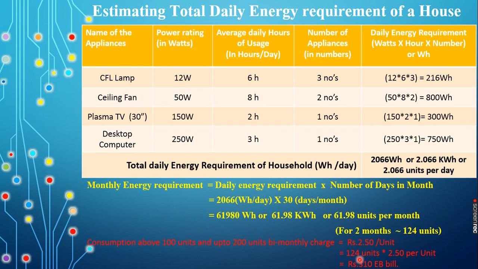We are using 124 units for 2 months. We have to multiply those units by the per unit amount, that is 2.50 rupees, with the 124 units. We get a total value of 310 rupees. For 2 months we get a 310 rupees EB bill.